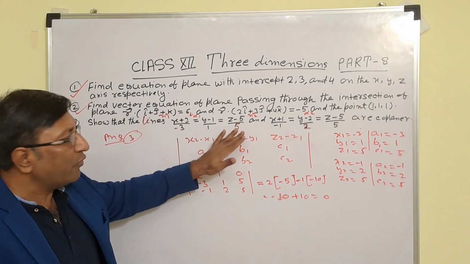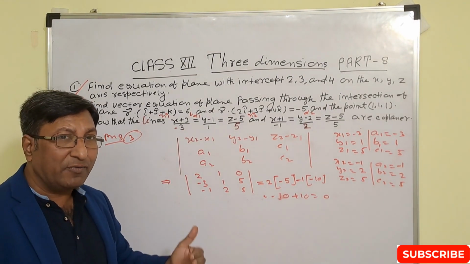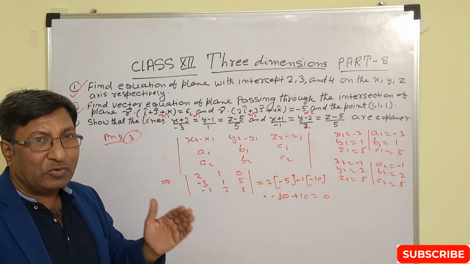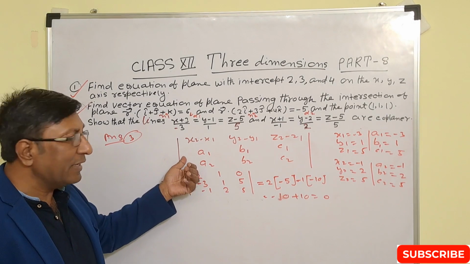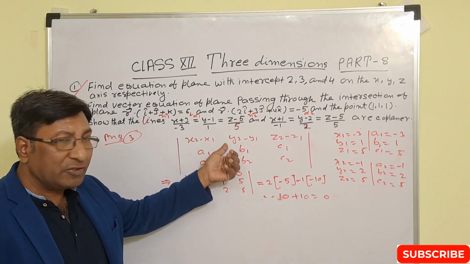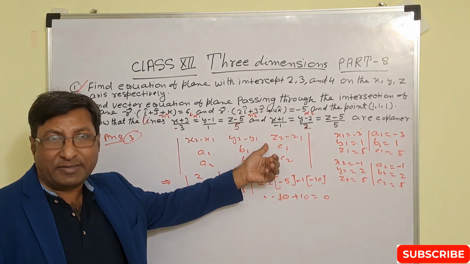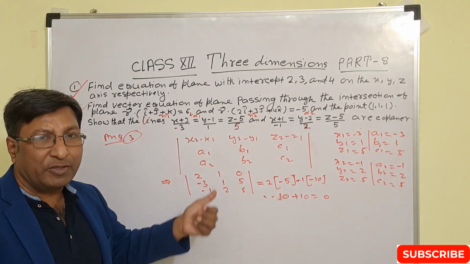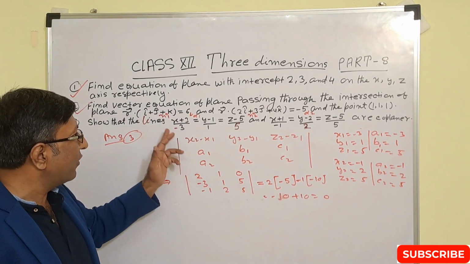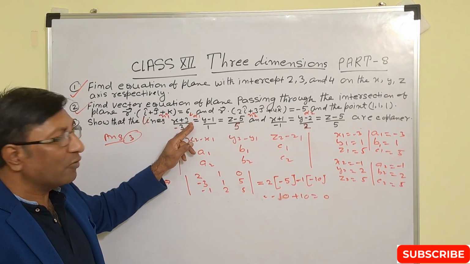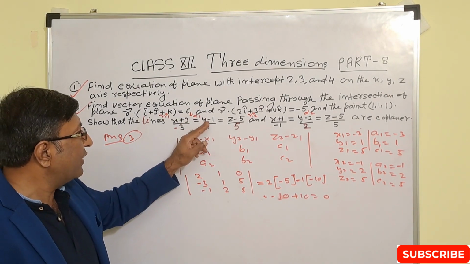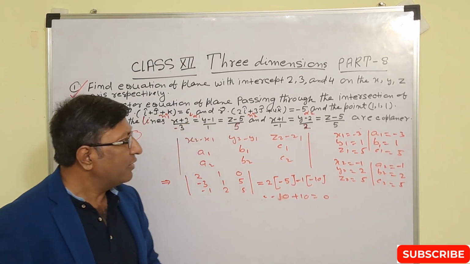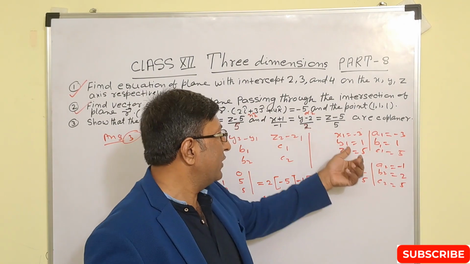First, from the given equation you find x1, y1, z1, x2, y2, z2 and a1, b1, c1, a2, b2, c2. Then apply this technique: x2 minus x1 in the first row, y2 minus y1, z2 minus z1. Then the second row is a1, b1, c1 and the third row a2, b2, c2. How can we find this? From the first equation x plus 3 equal to 0, x is minus 3, y1 is 1, z1 is 5.